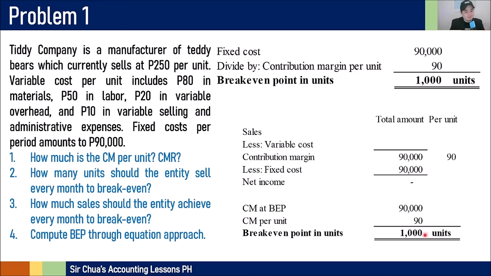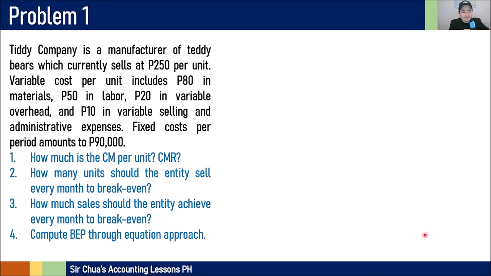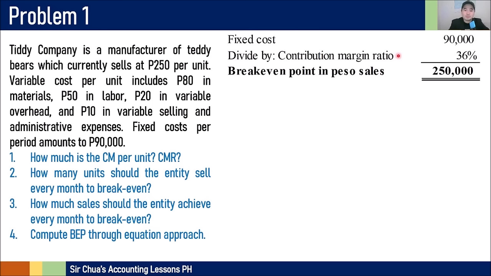Okay, number 3 po tayo. How much sales should the entity achieve every month in order naman po for them to break even? So, ganito lang po gagawin natin. Imbis po na sa contribution margin per unit i-divide, I divide a fixed cost of 90,000 by the contribution margin ratio of 36%. Your break-even point in peso sales is 250,000. Ibig sabihin daw po, in terms of peso sales, dapat naman daw po maka-generate ng sales ang company worth 250,000 pesos in order for them to break even.